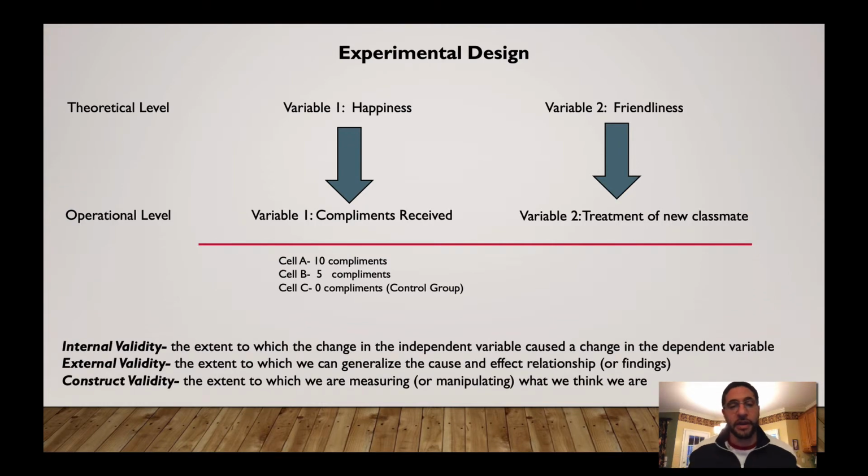I'll throw these on the screen here. The last term, construct validity, is really about, hey, are we measuring and manipulating the things that we think we are? Okay? And there's work to be done around that. So if we give people different amounts of compliments, are we really measuring happiness, or are we manipulating something else?